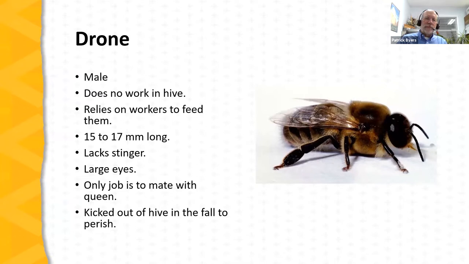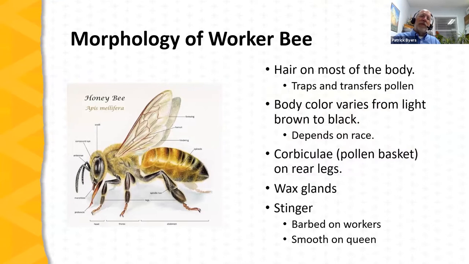Now let's take a little bit of a look at a bee and its body. And when we look particularly at worker bees, we notice that they're hairy. Most of their body is covered with hairs of one sort or another. And particularly when the bees are young, their bodies are thickly covered with hairs. As bees age, and particularly foraging bees, as they've been working, oftentimes they'll wear some of this hair off. But this hair is important because it traps and transfers pollen.